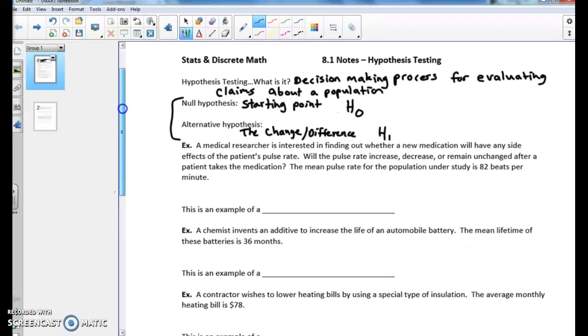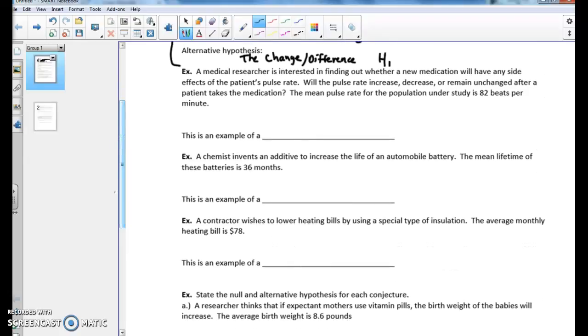Some examples that will help us with that are here. A medical researcher is interested in finding out whether a new medication will have any side effects on the patient's pulse rate. Will the pulse rate increase, decrease, or remain unchanged after a patient takes the medication? The pulse rate for the population under study is 82 beats per minute. So all we're doing right now is identifying the null hypothesis. Remember, it's H0, H sub 0. That is going to be 82. Okay, it's given to us that the population mean was 82 beats per minute. So that's our starting point, right? That's where we're starting. That's our null hypothesis.